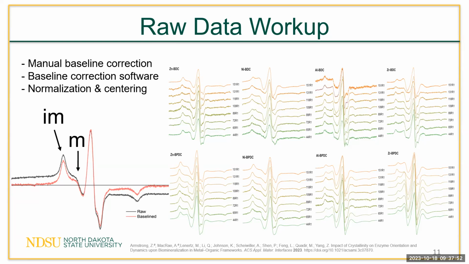And so I would manually change the number until the spectrum was as close to 0 as possible on both sides. From there, we would take that raw output, because humans are imperfect, and we would input that into a baseline correction software that was developed, I believe, by Altenbach and Hubbell a while ago. Okay, thanks. Yep.